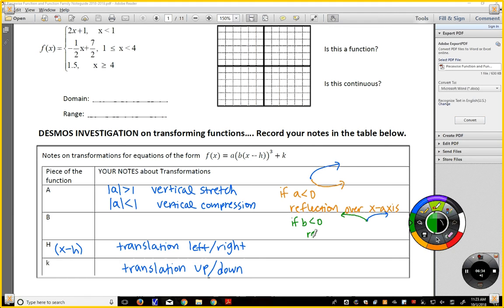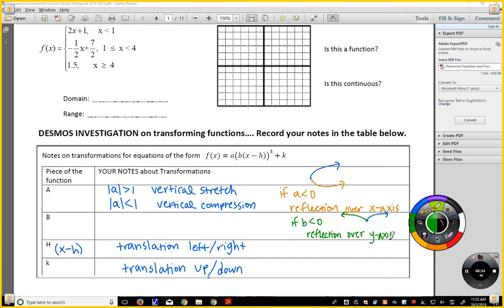we still have a reflection. Negatives are always causing reflections. But this time, it's over the y-axis. Changing the x's, when you change the x's from positive to negative, you flip the graph over the y-axis. Okay? What else did b cause to change about the graph?